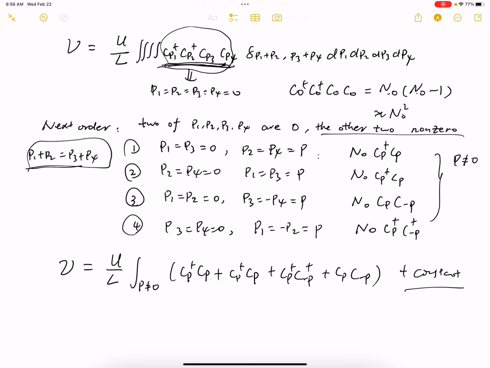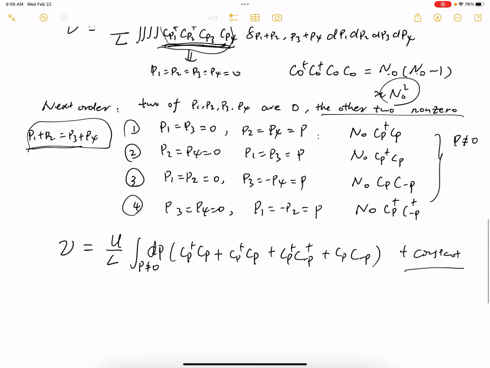So this constant actually corresponds to the zeroth order, so that n0 squared here. So the important part is the part in the integral. This is the next order approximation when two of the p's are actually equal to 0. Of course, you can even go to the next order where four of the p's are non-zero, but that's the next order, because the key is that the creation and annihilation operators with p equals 0 are large, and the other ones when p is not equal to 0 are small. So we want to keep the leading order term. So this is the next order. So this is the minus sign here.